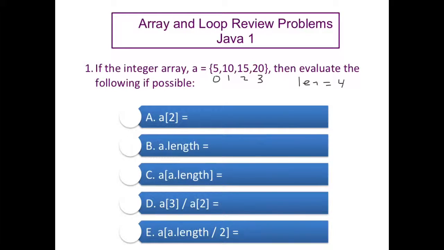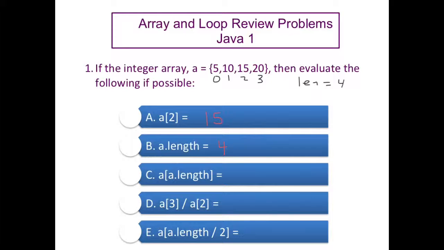So let's start with A sub 2. Since we've listed out our indices, we could see that at spot 2 we have the number 15. So we're going to put 15 down for our answer here. The length we've already noted is 4, so we're going to put down that our length is equal to 4.